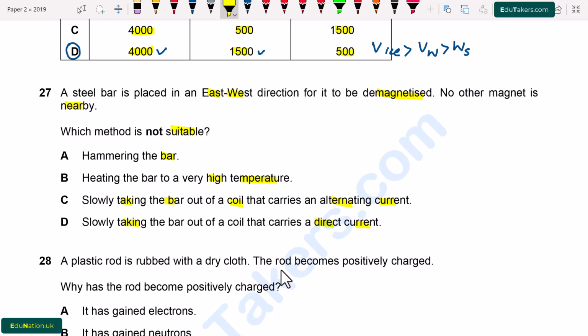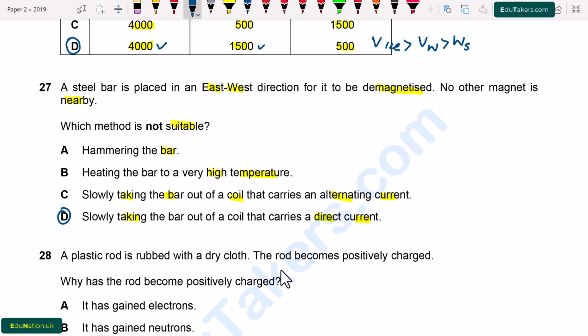Only the AC current is used for demagnetization of the magnet, and we don't use the direct current. It means that option D is correct, which shows that when we have to demagnetize the bar magnet, we don't use the direct current, but we use the alternating current. So option D is correct.